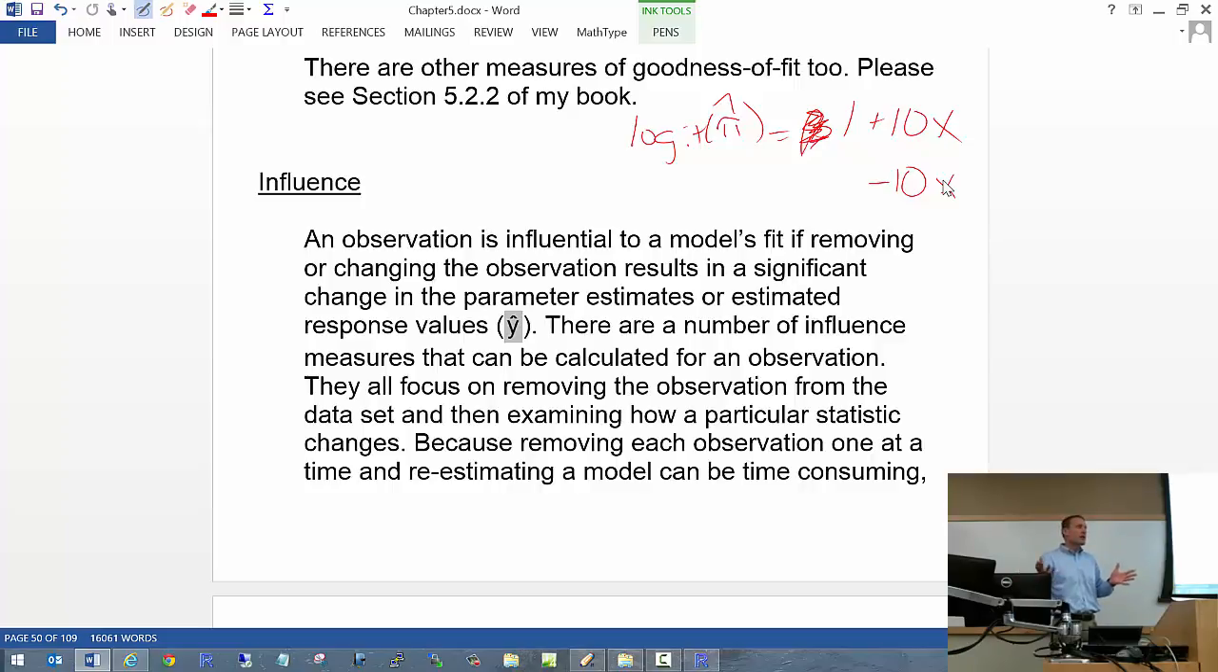But typically, you want to avoid situations where you have a very influential observation. Because again, what it says is, if you didn't actually observe it, your decisions about your model, your problem of interest, would totally change. And so typically, you would not want to have an influential observation in your data set.